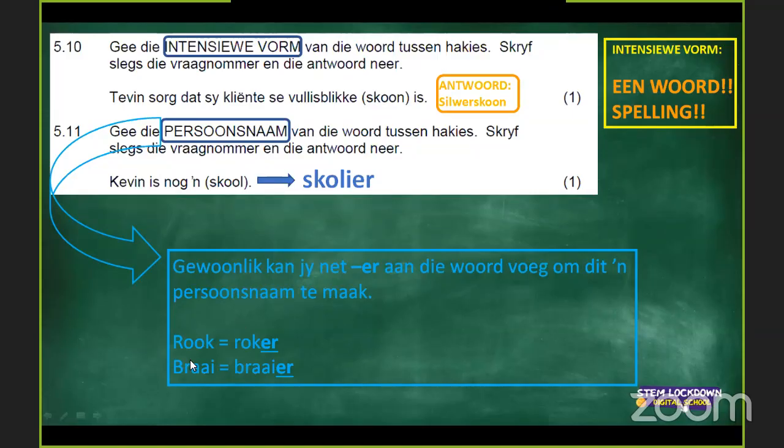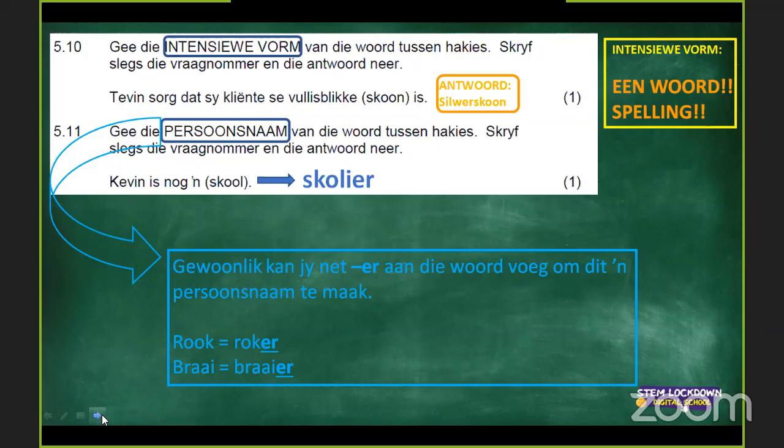However, if we look at two other examples, iemand wat rook is 'n roker, 'n smoker. Okay, maar now remember our base word has a double O, therefore we only have one O here. And someone that braais, okay, iemand wat braai is 'n braaier. We add an ER. Okay, so usually you just have to add an ER if they ask you to change the word into a persoonsnaam. They don't always ask the exceptions. In this particular paper they did.